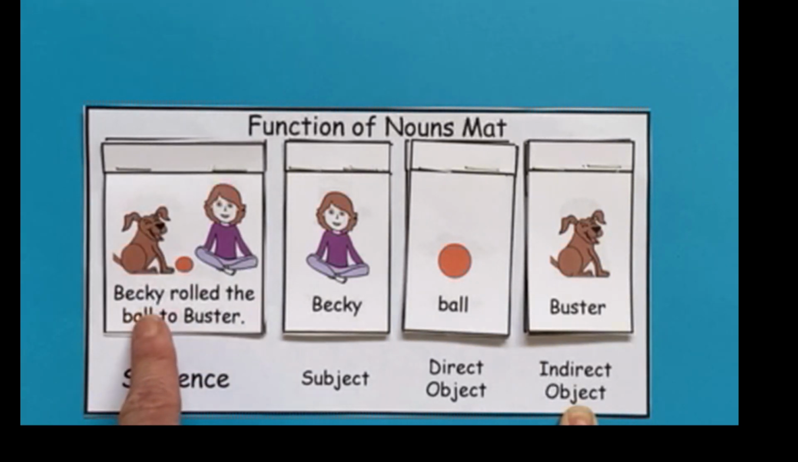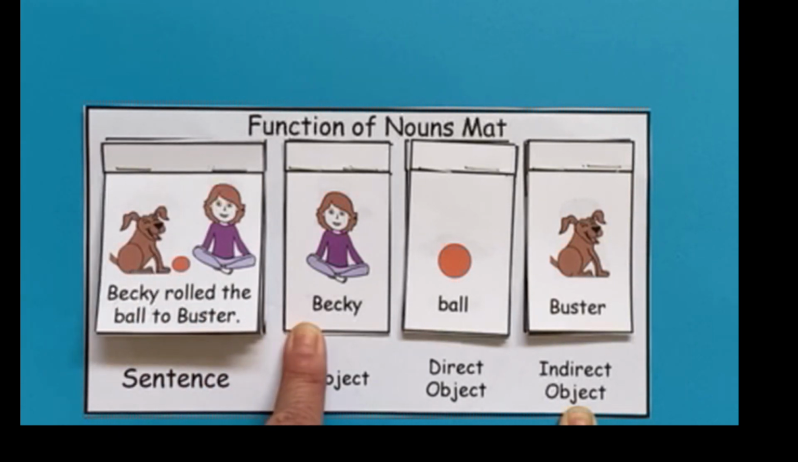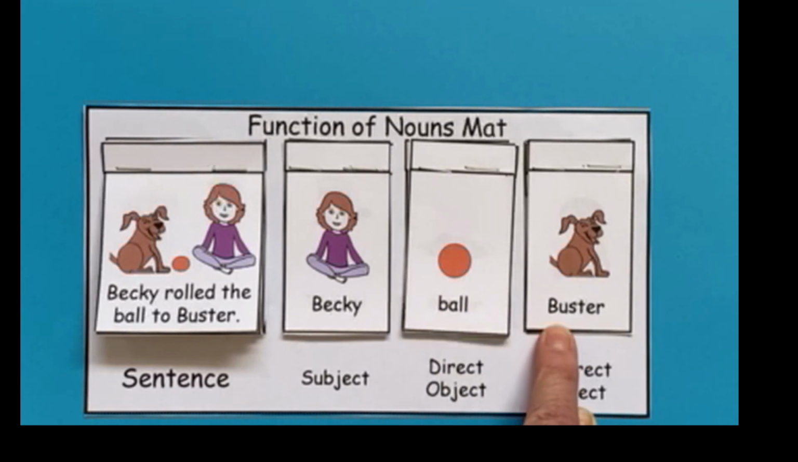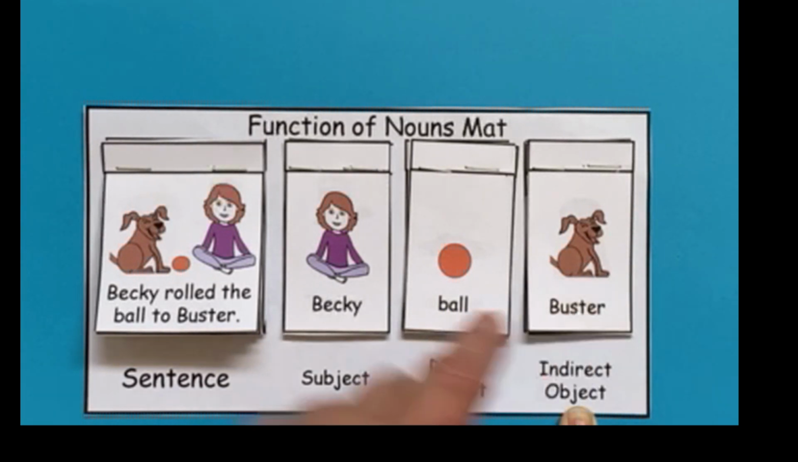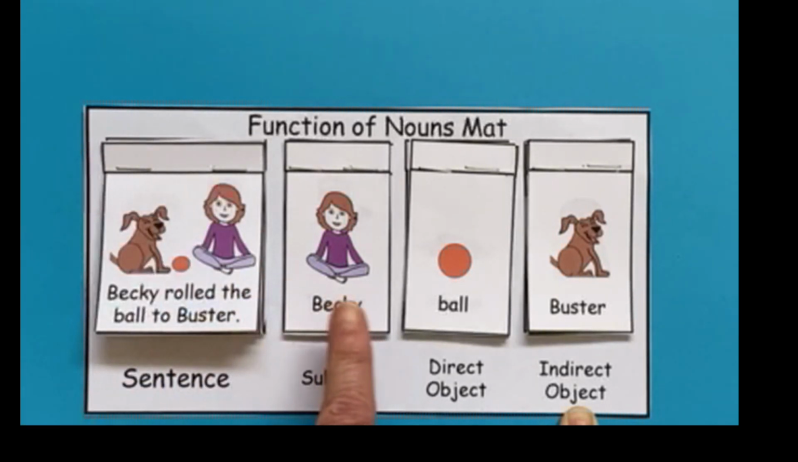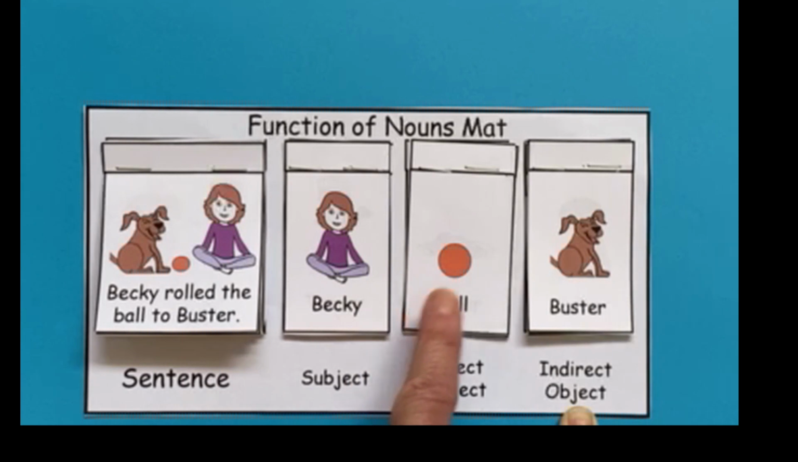In this sentence, we have Becky rolled the ball to Buster. Becky is the subject, ball is the direct object, and Buster is the indirect object. Kids will then have several sentences to choose from, several subjects, direct objects, and indirect objects.